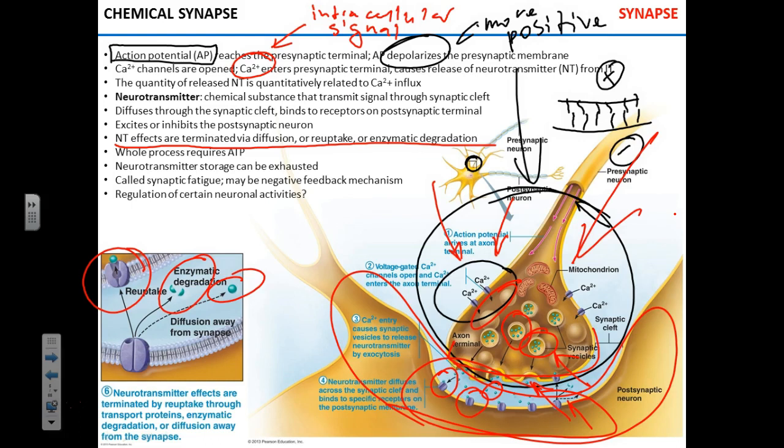Really? What about the cars on the streets? Where do they come from? They just miraculously appear out of thin air? They're made. Neurotransmitter is made, right?